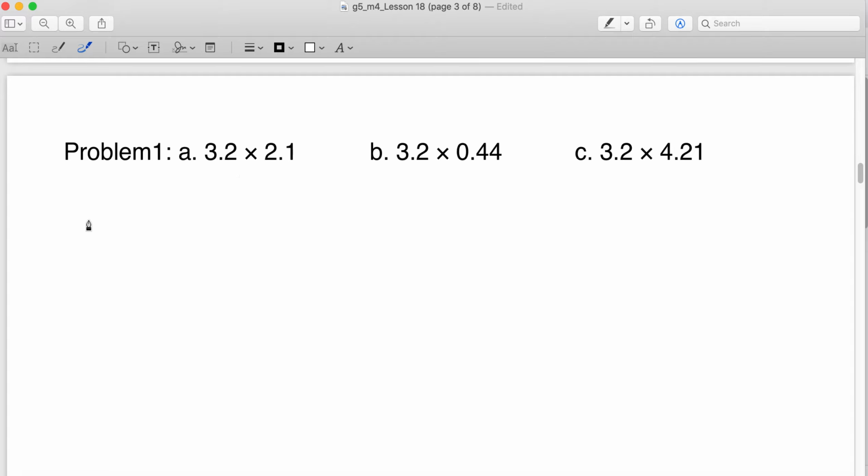So here's our first problem. So we learned from yesterday really how to solve this. So this is 3 and 2/10. This is 2 and 1/10. So 3 and 2/10 looks like this.